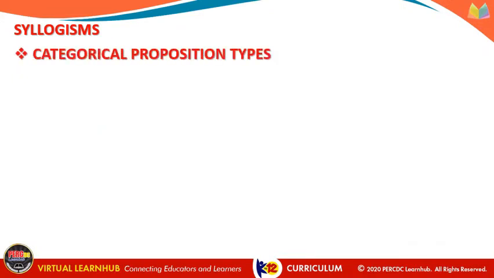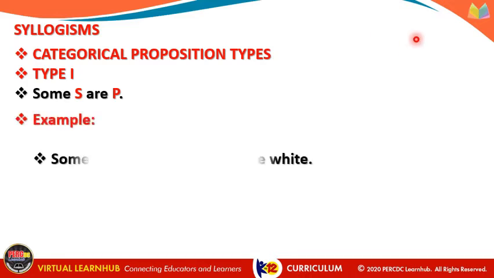We now go to the third categorical proposition. You have type I. Type I propositions have the following form: Some S are P. Let us have an example. Some dogs are animals that are white. In this proposition, the subject is dogs and the predicate is animals that are white.